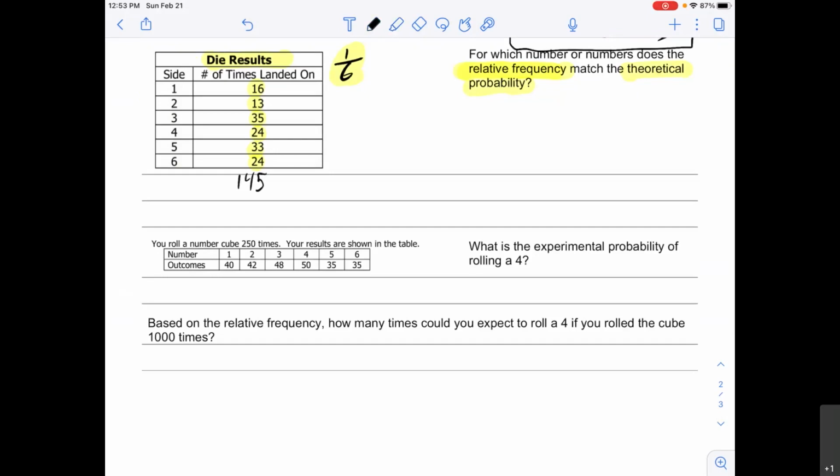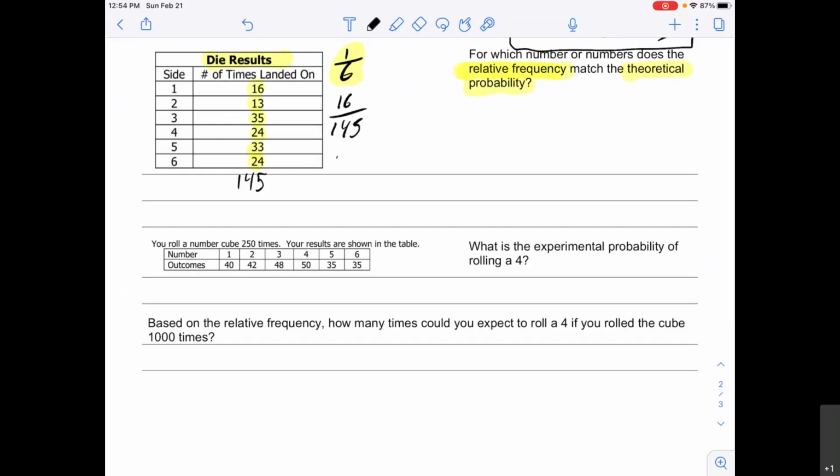Okay? Now, I want to see if for any of these numbers, if I set up the relative frequency, will that simplify to 1/6? So let's start with the number 1. I got the number 1 16 out of 145 times. So looking to see if this simplifies, it doesn't. So that means that this can't possibly simplify to 1/6.